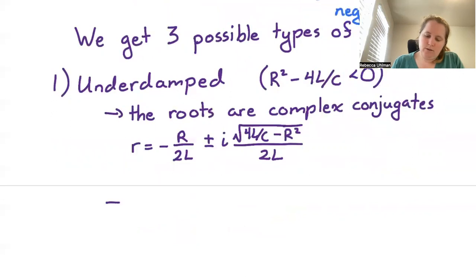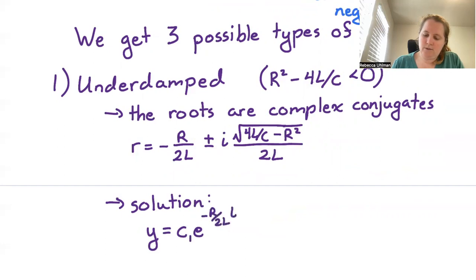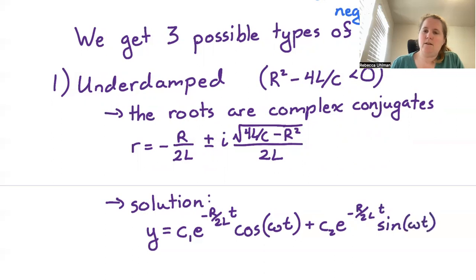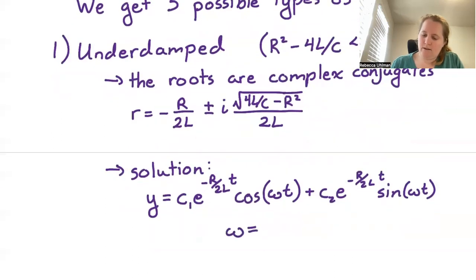So our solutions take the form y is equal to C1 e to the negative R over 2L times t times cosine of omega t plus C2 e to the negative R over 2L times t times sine of omega t. And here omega is that square root of 4L divided by C minus R squared, all over 2L.